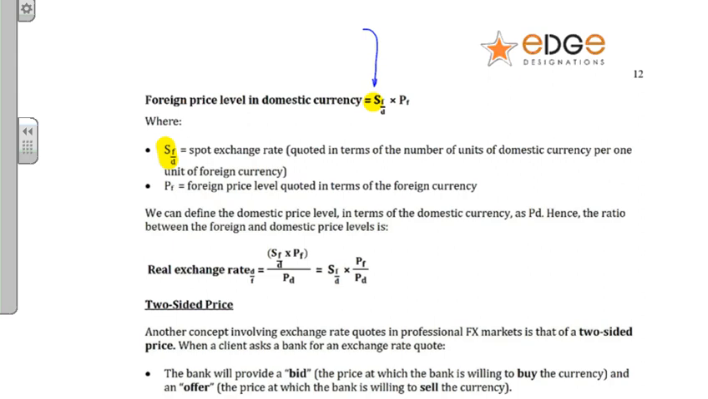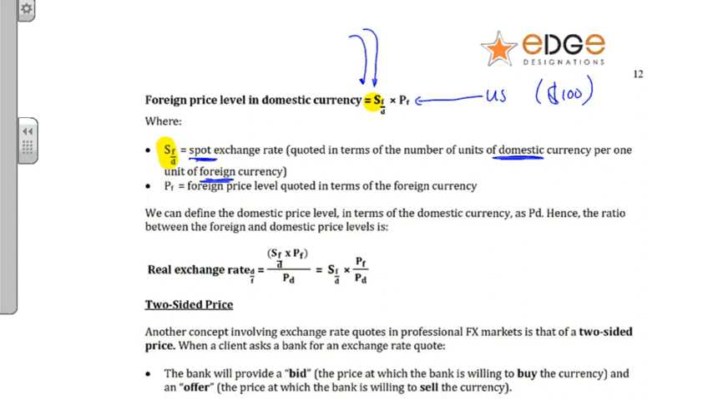S is the spot, F over D, D being domestic, F being foreign, times PF. That's the foreign price level quoted in the foreign currency. So I've got my foreign price. I just don't know how much it's going to cost me. Let's just talk about the foreign price being a US price. I know the good in America is going to cost me $100. I just don't know how much it'll cost me if I'm paying in South African rands. And that's the first part over here.